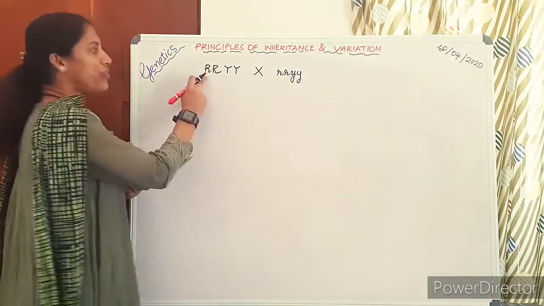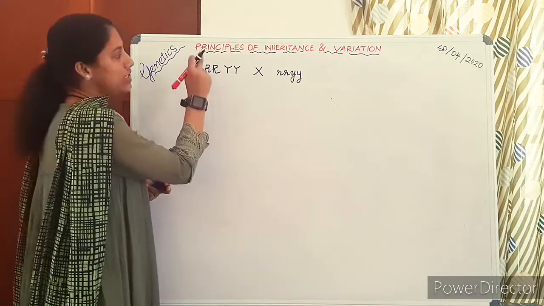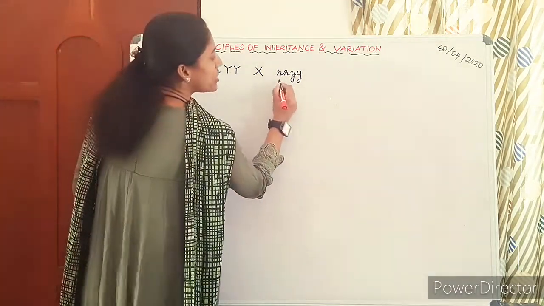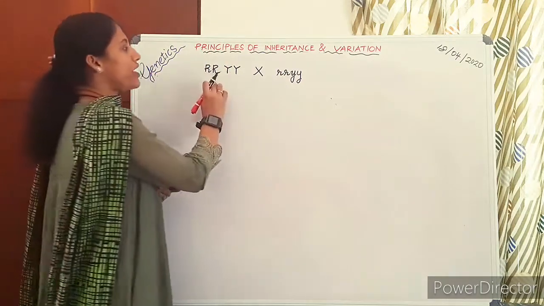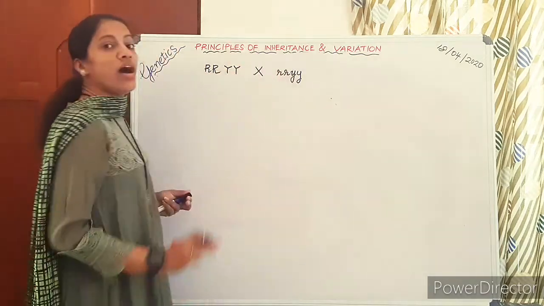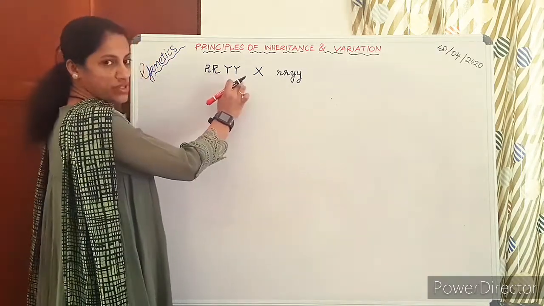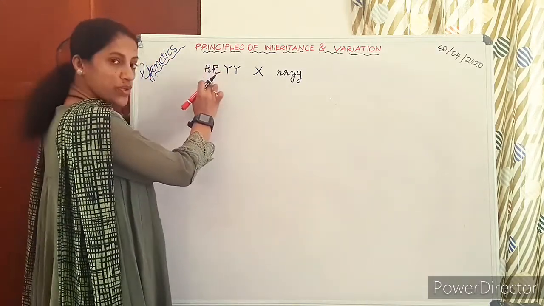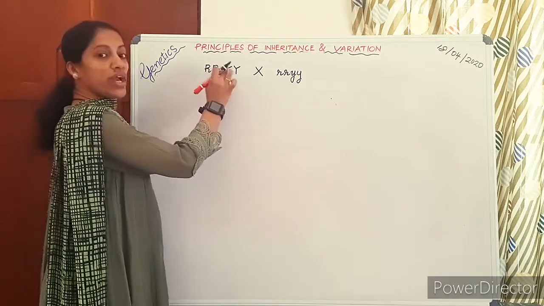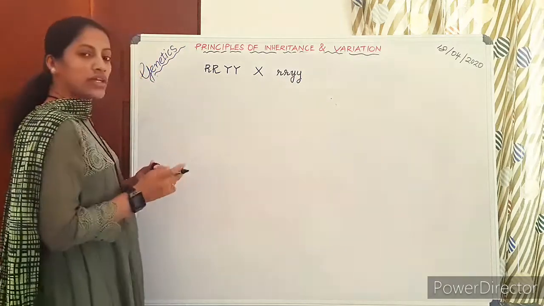See, when we use one letter as a capital letter for the dominant, the same letter in small letter we use for the recessive. That means we never use W for wrinkled. Instead we use small r for wrinkled. The same letter, uppercase and lowercase, is used for denoting this. So this is round yellow. Both are dominant features. So round yellow, homozygous pure lines he has used. We represent capital R, capital Y as round yellow, and small r, small y as wrinkled green.